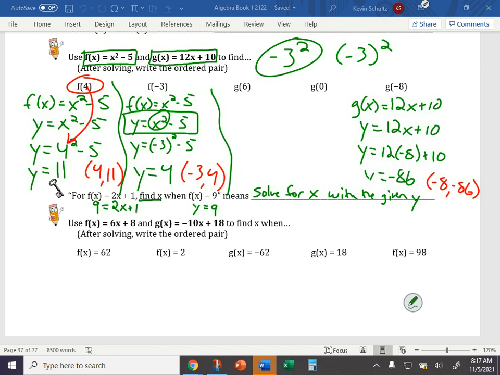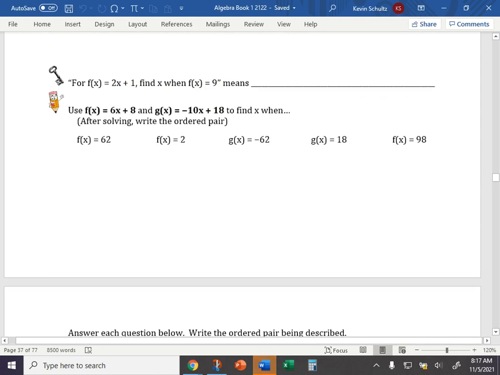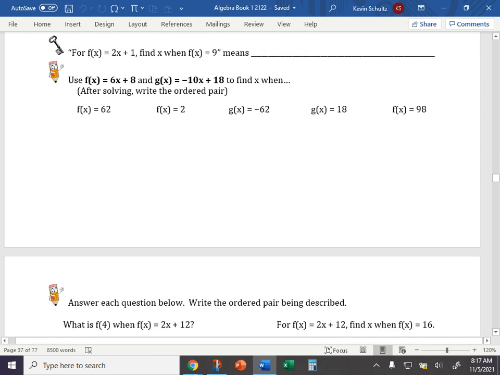Okay, to me it seems obvious because it says find x, right? But the most common mistake that folks make is they'll take this 9 and plug it in for x and solve for y. That's not what this is saying. Okay, so similar to the examples above, it says use f of x equals 6x plus 8 and g of x equals negative 10x plus 18 to find x when y equals 62. That is essentially what that is saying.